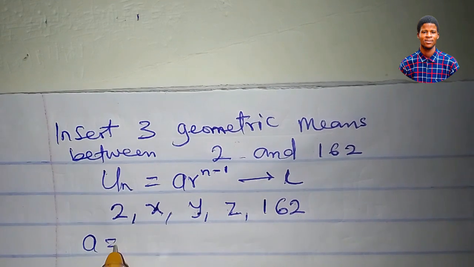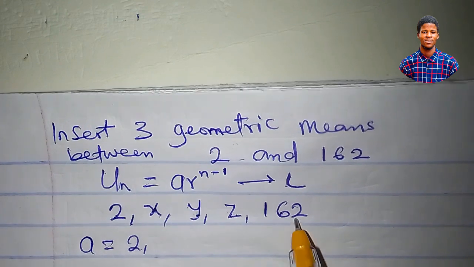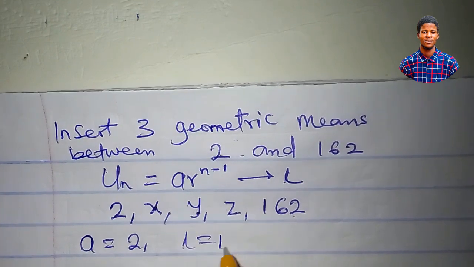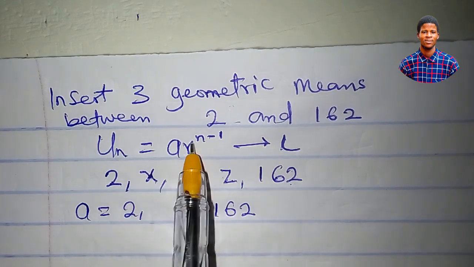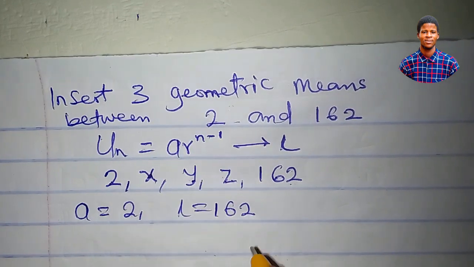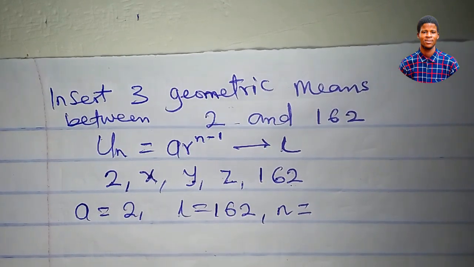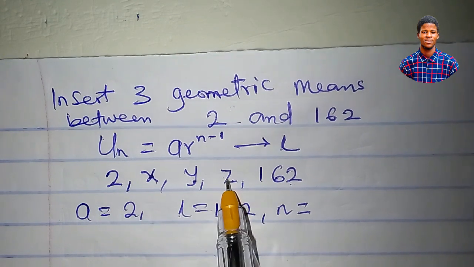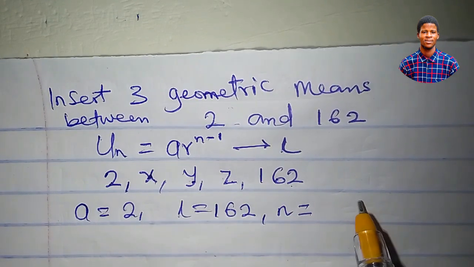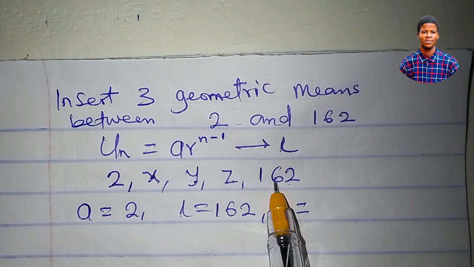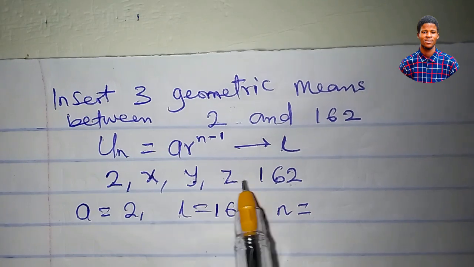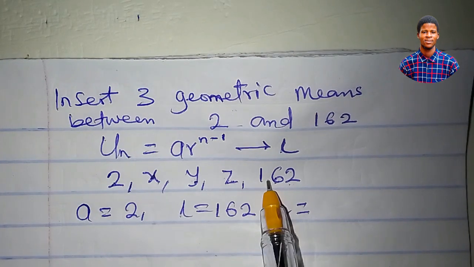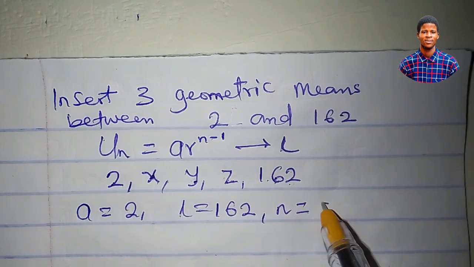The first term of this sequence is 2. What is the last term? 162. Good. Based on this formula, what will be n? How many terms do I have here? I have 5 terms. Of course, I'm dealing with the last term. And the last term here, which is 162, is in the 5th position. 1, 2, 3, 4, 5. 162 is number 5. So n is 5.